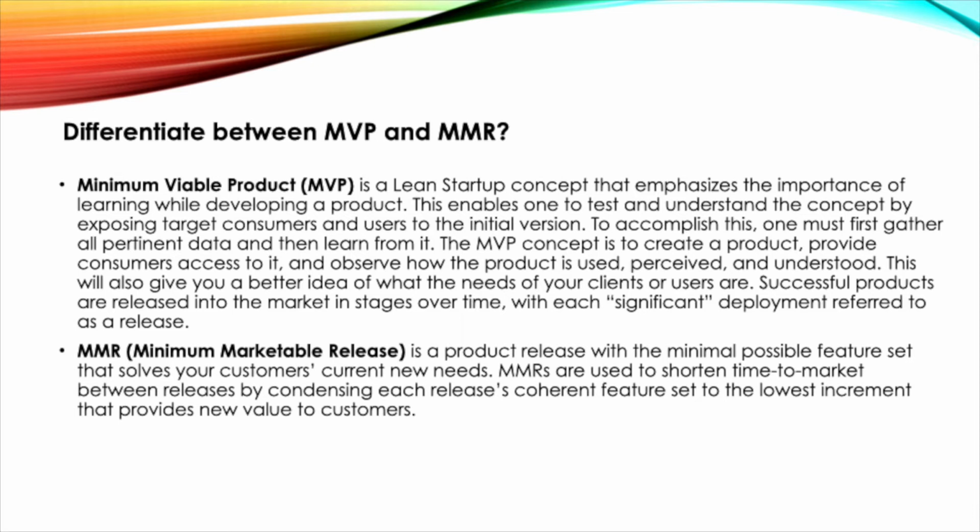The MVP concept is to create a product, provide consumers access to it, and observe how the product is used, perceived, and understood. This will also give you a better idea of what the needs of your clients or users are. Successful products are released into the market in stages over time, with each significant deployment referred to as a release. MMR, Minimum Marketable Release, is a product release with the minimal possible feature set that solves your customer's current new needs. MMRs are used to shorten time to market between releases by condensing each release's coherent feature set to the lowest increment that provides new value to customers.